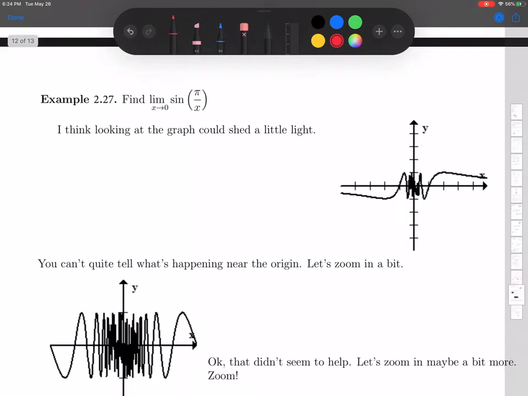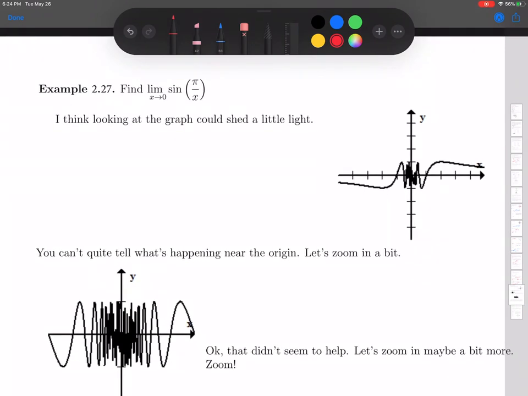Okay, guys, we are almost done. Let's talk about something else. So here we have our last example, I think, for the day, if I can remember. Maybe not. Maybe I have a little bit more for us. But let's go ahead and do this one. So we have example 2.27. Find the limit as x approaches 0 of sine of pi divided by x.